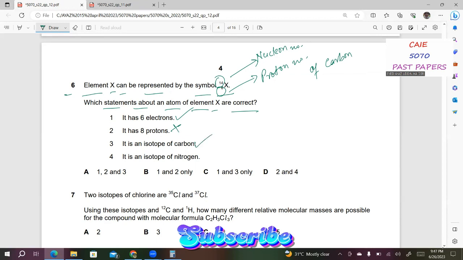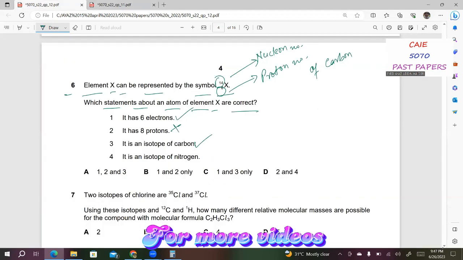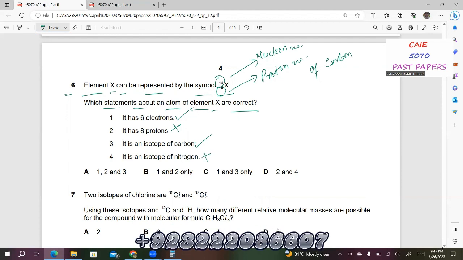3, it is an isotope of carbon. Yes, it can be an isotope of carbon. The reason is that the nucleon number is different. Nucleon number of carbon is 12, but here it is 14. Number 4, it is an isotope of nitrogen. Wrong, because the proton number of nitrogen is 7. So this can't be the correct statement. Only 1 and 3 are the right statements. So C will be the right answer.